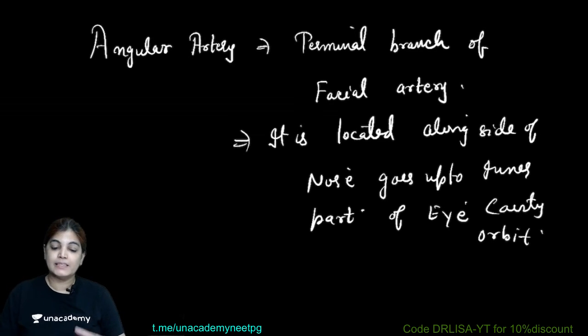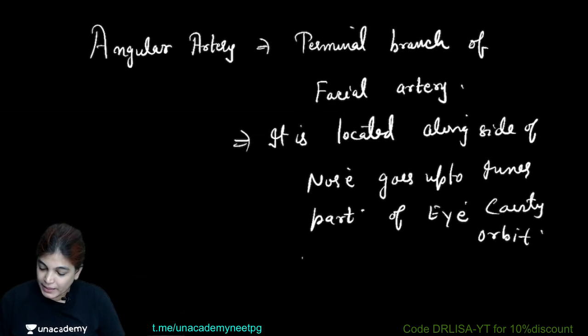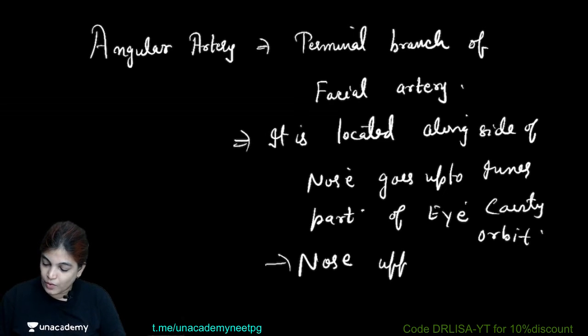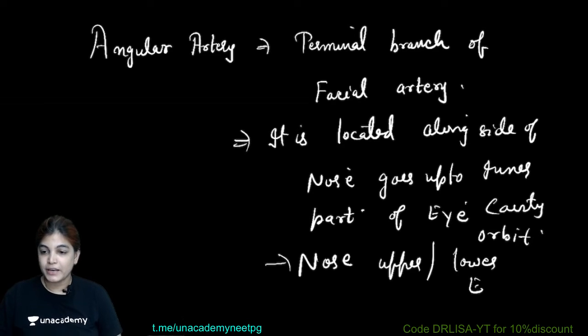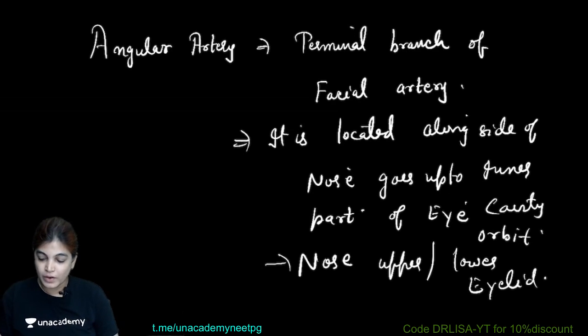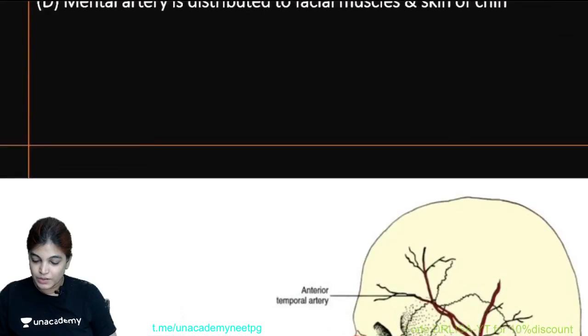Where is it supplying? It is giving blood supply to the nose area and to the upper and lower eyelid. Mainly it supplies the nose area, upper and lower eyelid, and the cheek area lying along the lower and upper eyelid close to the nose. Okay, so let's move to the first option.